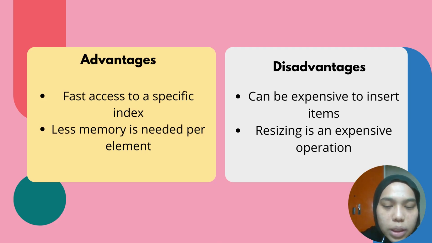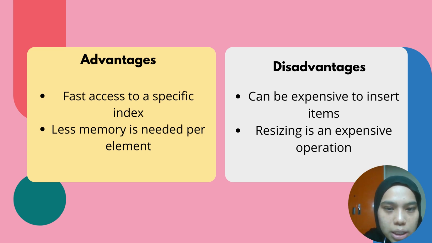Next, we're going to talk about the advantages and disadvantages of arrays. First of all, the advantage of an array is fast access to a specific index, because an array supports random access, causing efficient indexing. Next is that less memory is needed per element, because using an array there is no memory waste if the array is full or almost full. Otherwise, it may result in much memory waste.